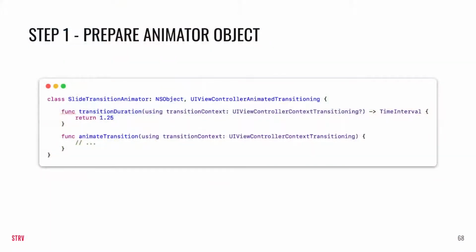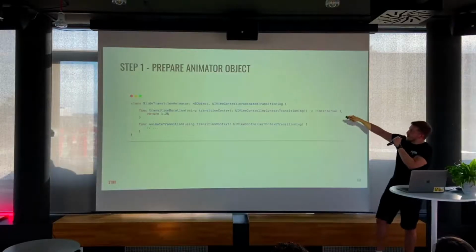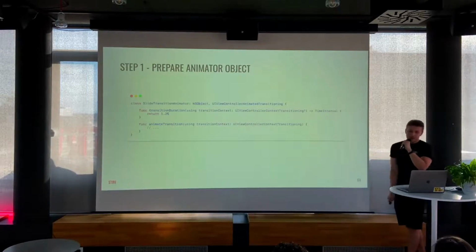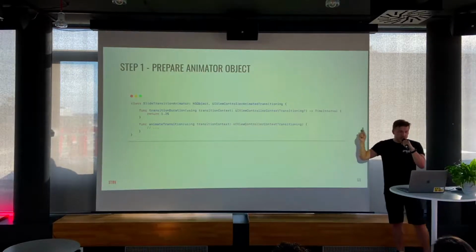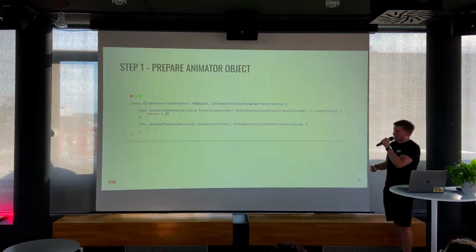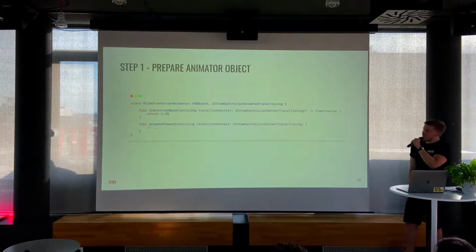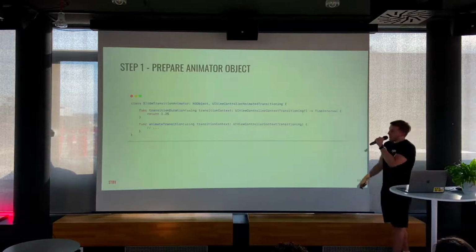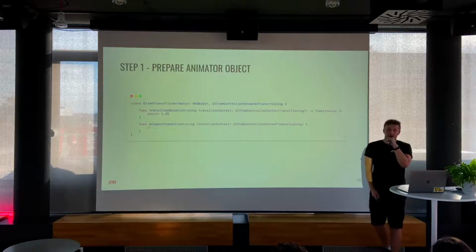Let's start with preparing the animator object. As you can see, I created this class, I call it SlideTransitionAnimator. Again, you can call it whatever you want. But the important thing is that it's conforming to UIViewControllerAnimatedTransitioning. Now, this object has to provide UIKit with these two methods. So we are setting a fixed duration for the animation. And now we have to fill the animateTransition method.